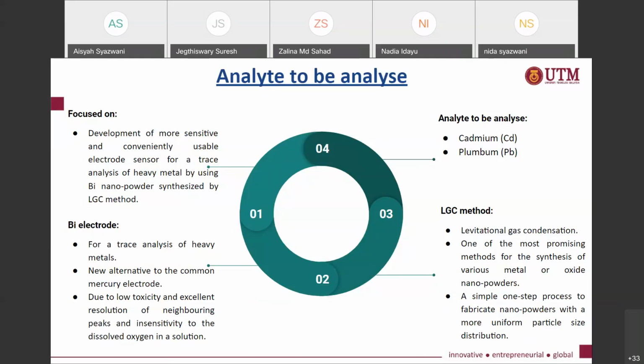oxygen in a solution. So for the LGC method, LGC stands for gravitational gas condensation. It is one of the most promising methods for the synthesis of various metal or oxide nanopowders. It is also a simple one-step process to fabricate nanopowders with a more uniform particle size distribution. So basically, this paper used cadmium and lead as analyte to be analyzed.